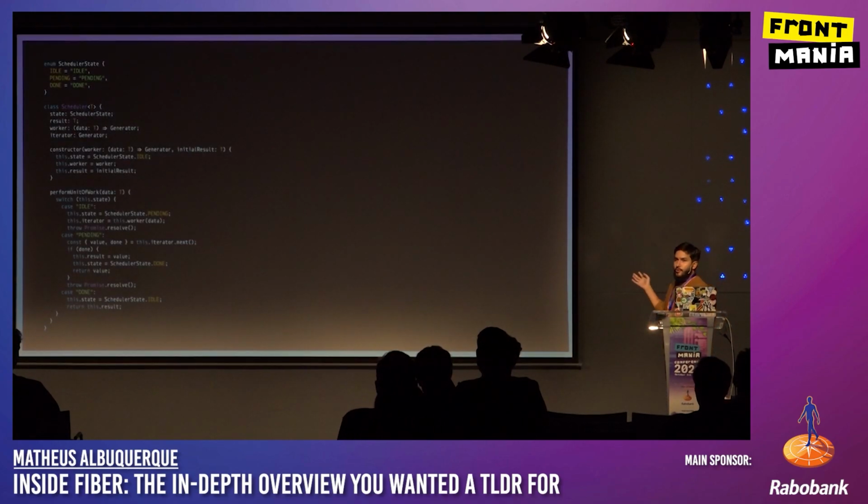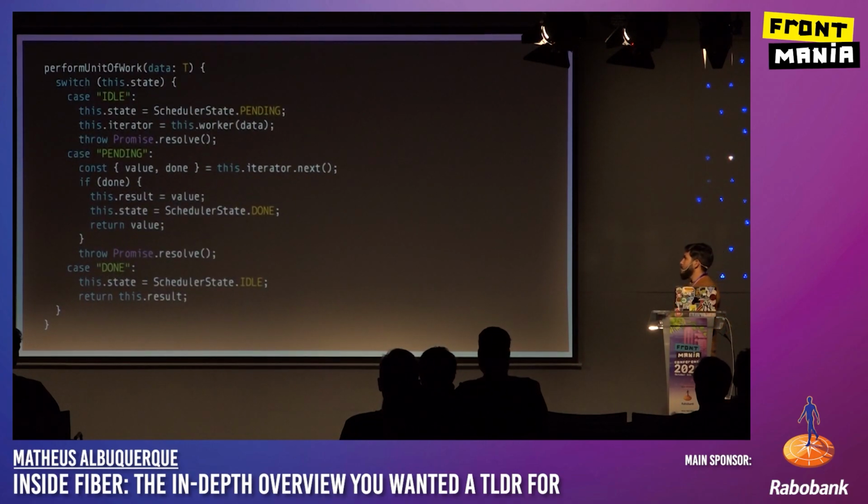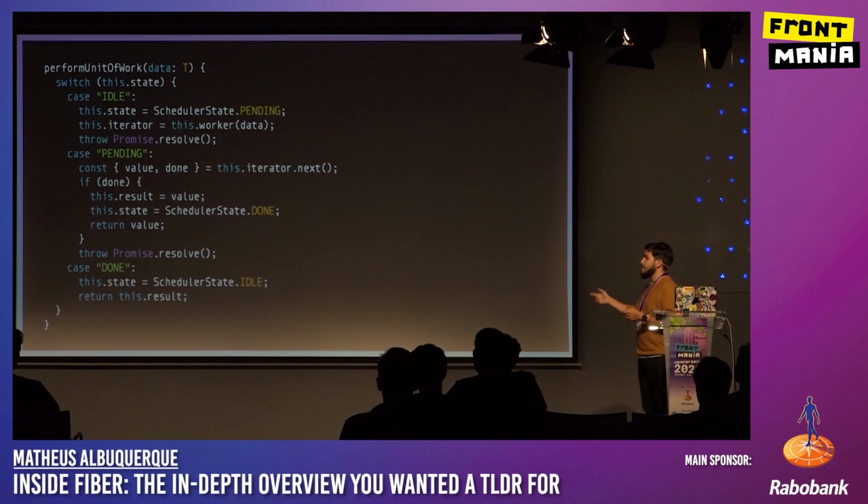And that's the full code for the scheduler we just created, and it's about 40 lines, I guess. But the important part is this performUnitOfWork, where basically we are switching against 3 different states. It can be either idle, pending, or done. And the 2 magical things happening here: first, we are throwing promises, because that's kind of how Suspense works under the hood, but we're going to discuss this more. And the second thing is that we are using the next method of our iterator so that we can figure out whether this is done or not.